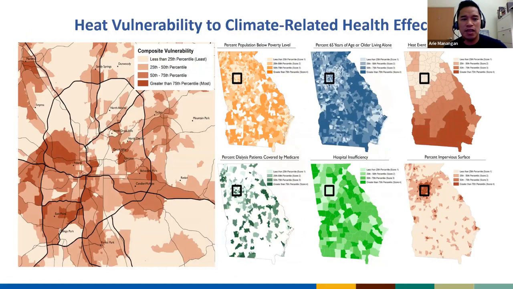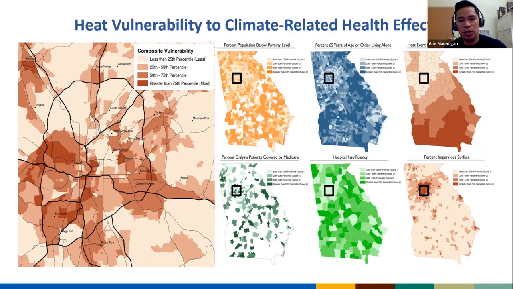So here we have an example of a climate and health vulnerability assessment, which utilizes not only data on the social determinants of health, but also measures of environmental determinants and measures of health response capacity. Next slide, please.